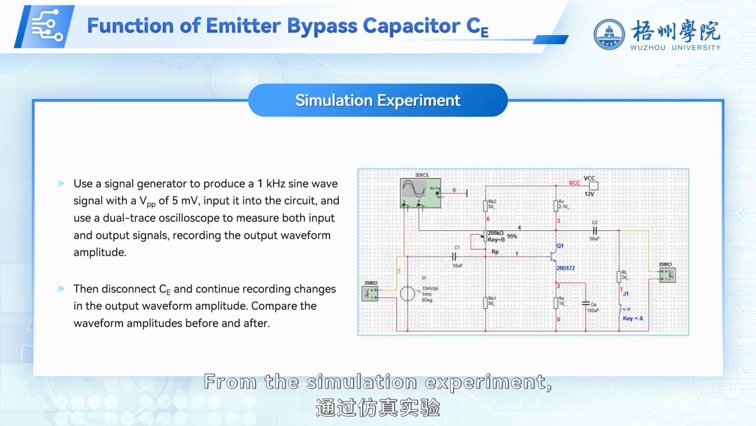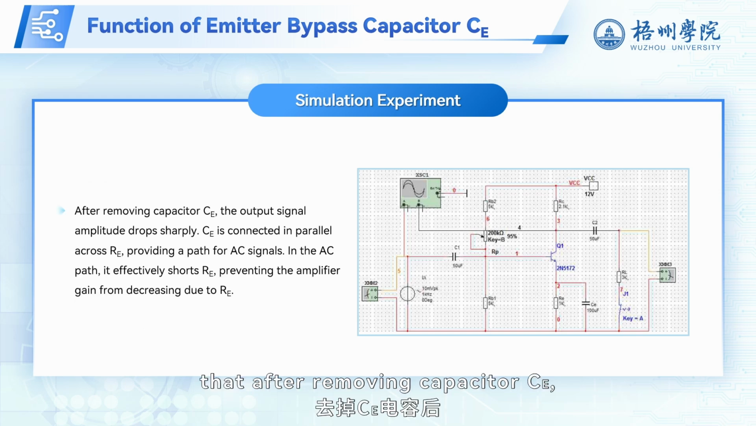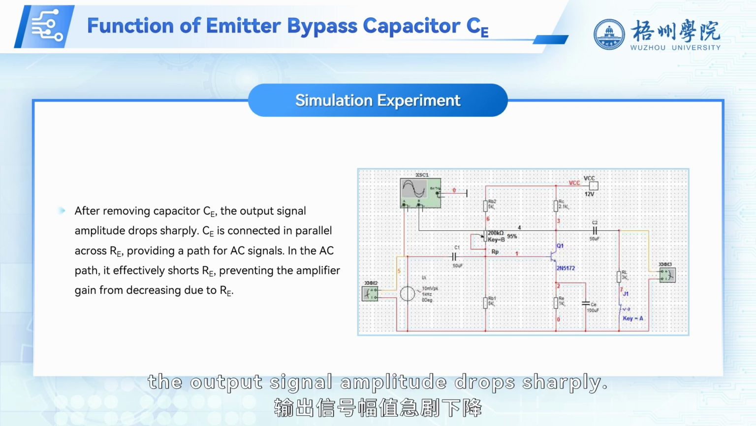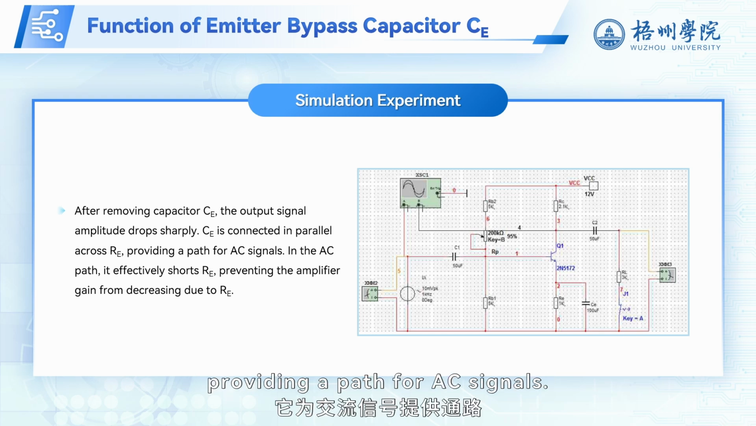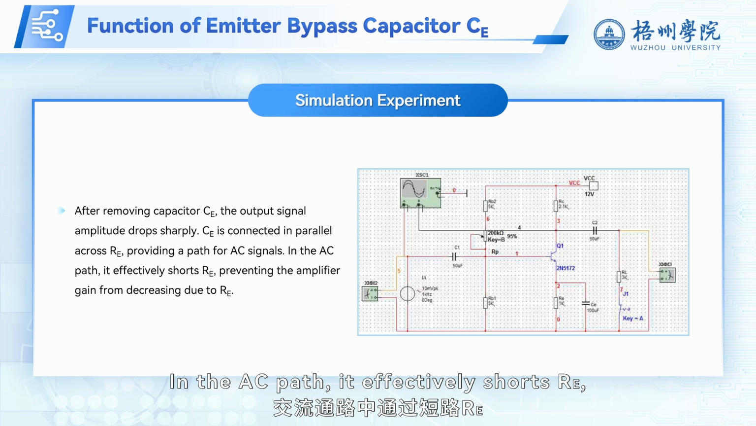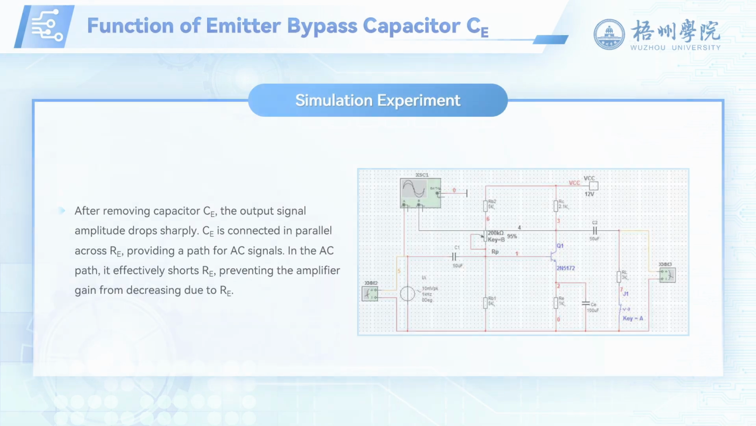From the simulation experiment, we can clearly observe that after removing capacitor CE, the output signal amplitude drops sharply. CE is connected in parallel across RE, providing a path for AC signals. In the AC path, it effectively shorts RE, preventing the amplifier gain from decreasing due to RE.